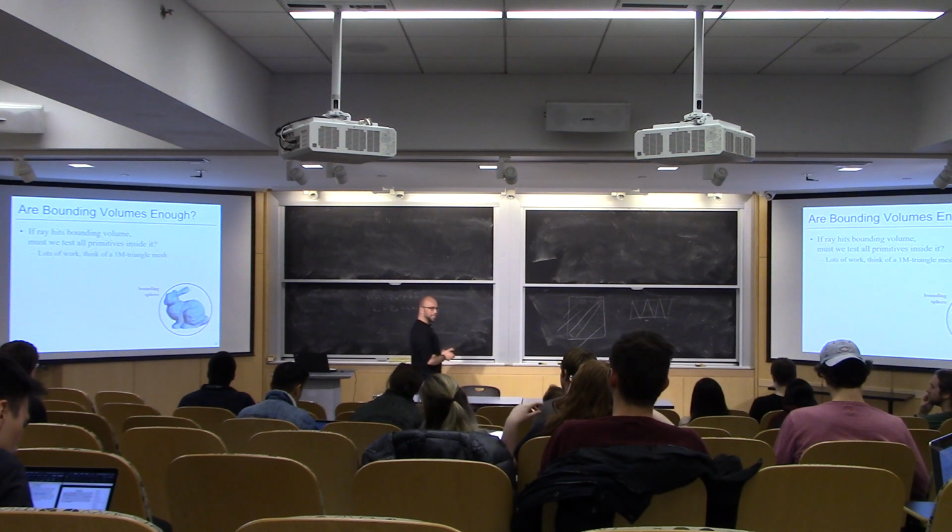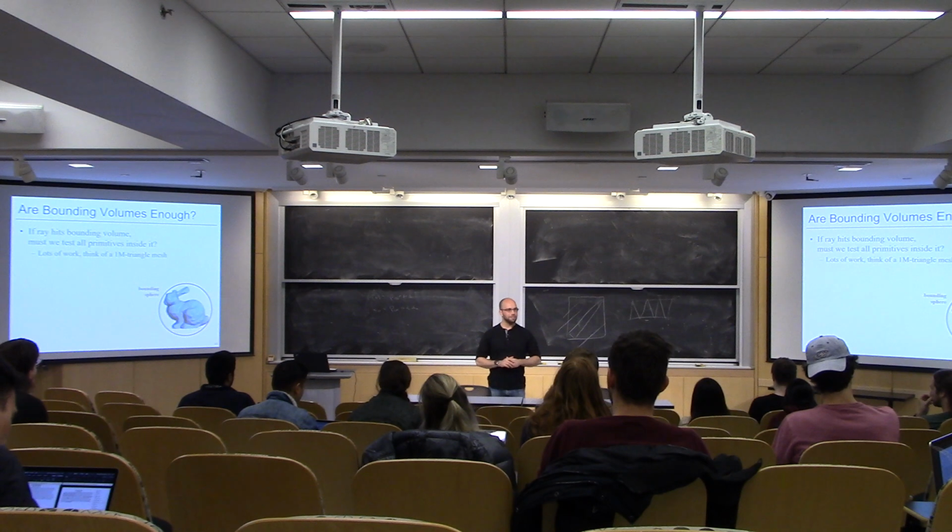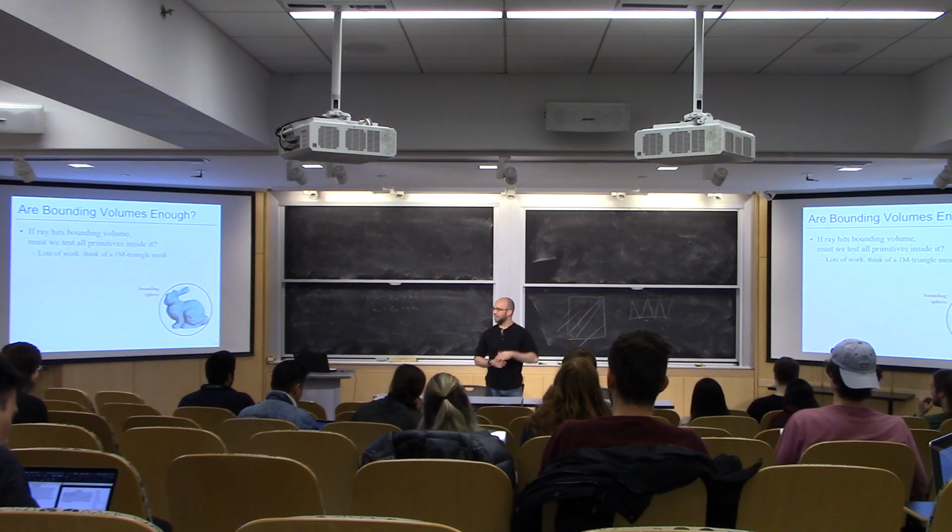So, question is, are we done? Is our ray tracer fast now? We just take every object in our scene, put it in its own bounding volume, and now our rendering is fast? Yeah.